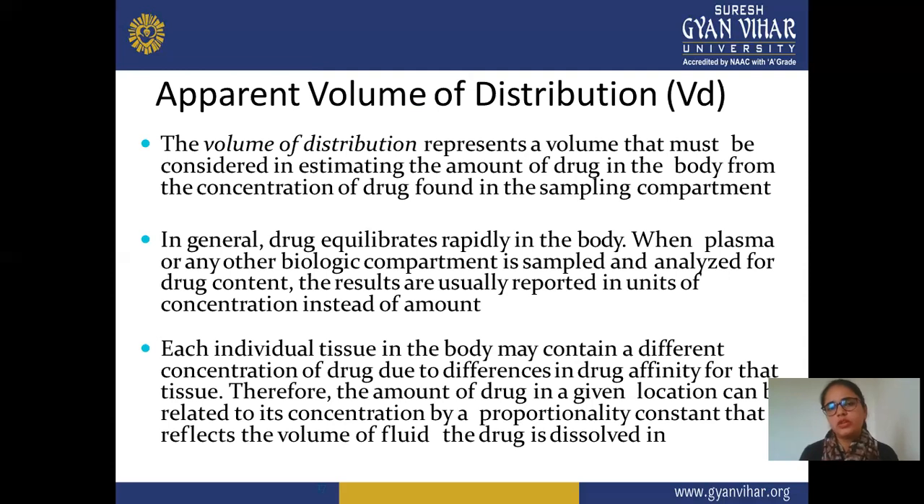Volume of distribution is the volume we consider when estimating the amount of drug in your body from the concentration of the drug in that particular sampling compartment, or the compartment that we are considering for a study. This is the concentration of a drug present in your compartmental modeling, and in general it equilibrates rapidly in the body.